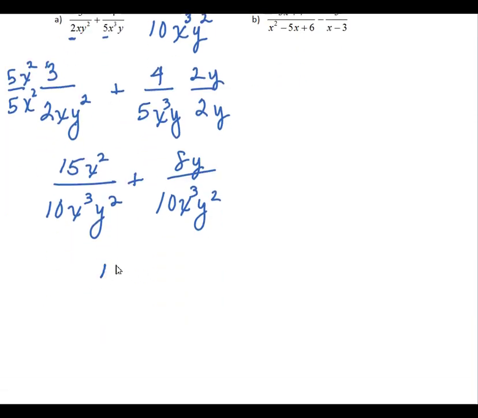Combining like terms, I'm just going to combine the numerators. They're not like terms, so I will just leave them as 15x squared plus 8y all over 10x cubed y squared. Now again, in the end, you want to make sure that there's no common factor that you could pull out of the numerator here. There's no greatest common factor to remove, so there's nothing I can do to cancel. I can't cancel any x's because there aren't x's in each term. I can't cancel a y because there's not a y in each term. There's nothing to factor out, so there's nothing to cancel.